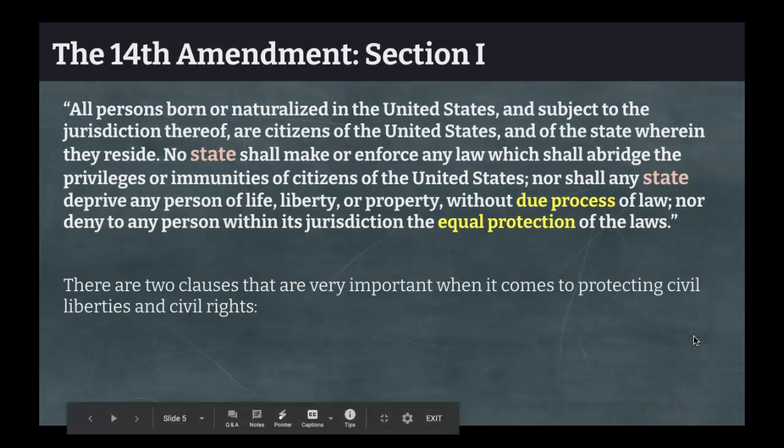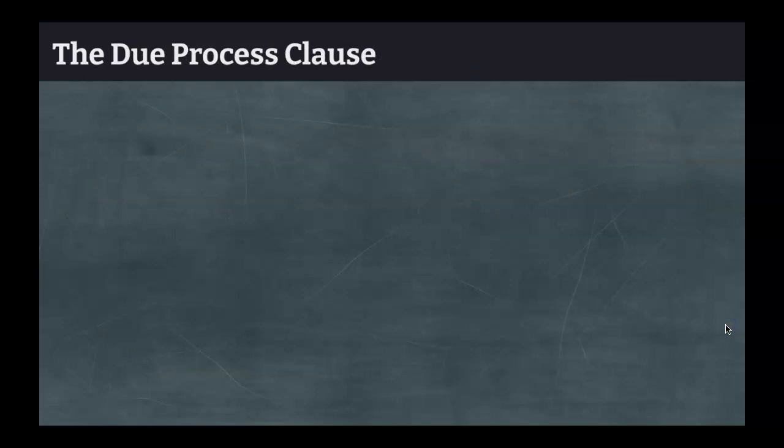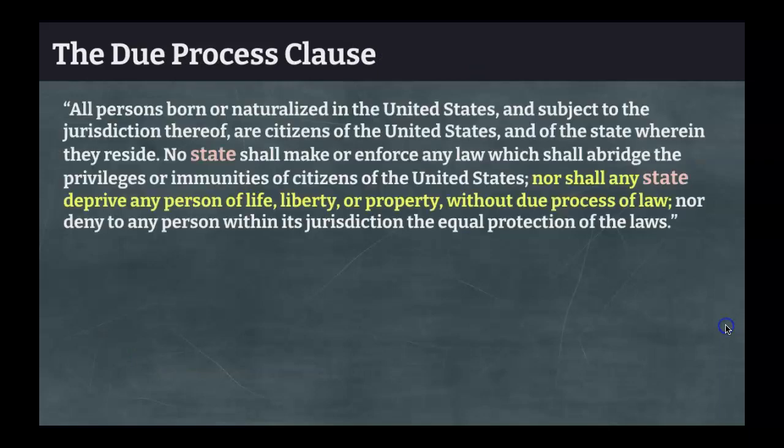There are two clauses that are very important when it comes to protecting civil liberties and civil rights: the Due Process Clause and the Equal Protection Clause. First, we'll talk about the Due Process Clause. Nor shall any state deprive any person of life, liberty, or property without due process of law. That's the Due Process Clause. How would you put this in plain modern English?